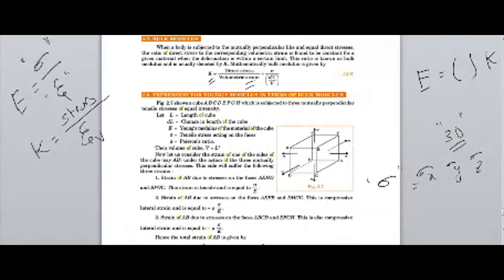The stresses are equal on all the faces, and we are considering a cube which has the same sides, that is L. Length is L, width is L, and thickness also is L. We are considering a cube for deriving the relation between Young's modulus and bulk modulus.